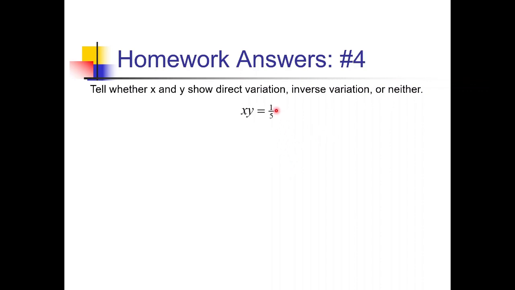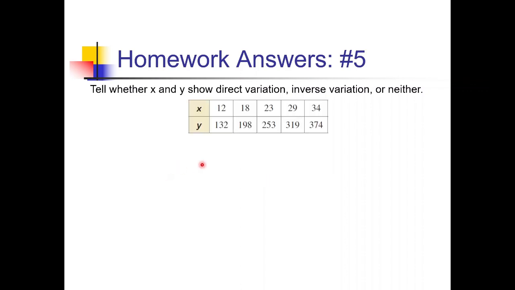For this problem, to get y by itself, we have to divide by x, so that gives us 1 over 5x. And this is essentially a over x kind of form. You could think of this as 1/5 over x. So this is going to be inverse variation.